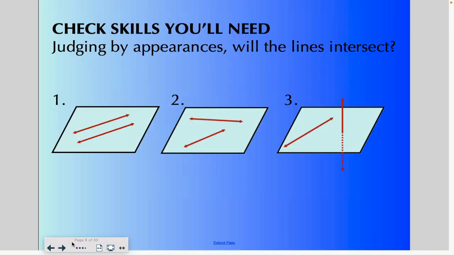Do the entire front page as a group. The entire first page as a group. Each question, all of them. Let's go.